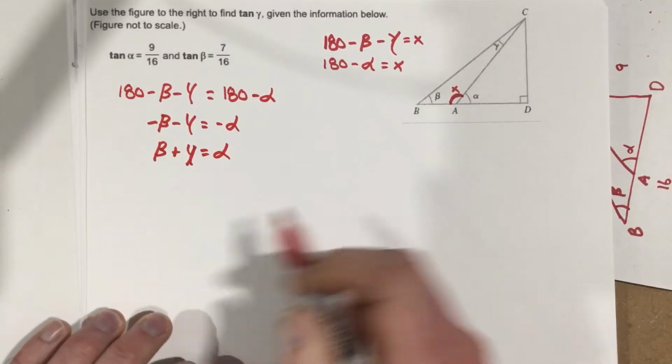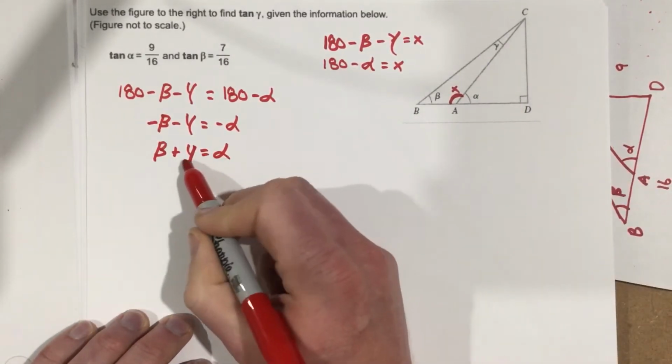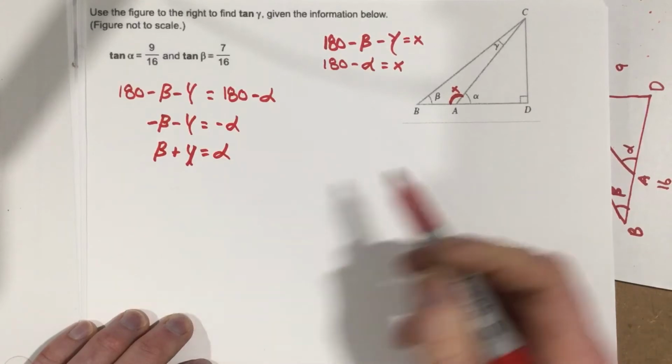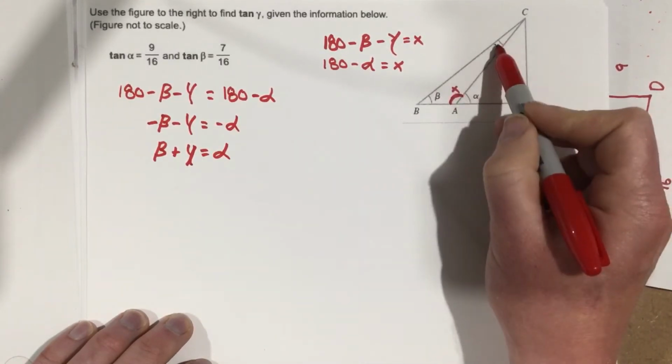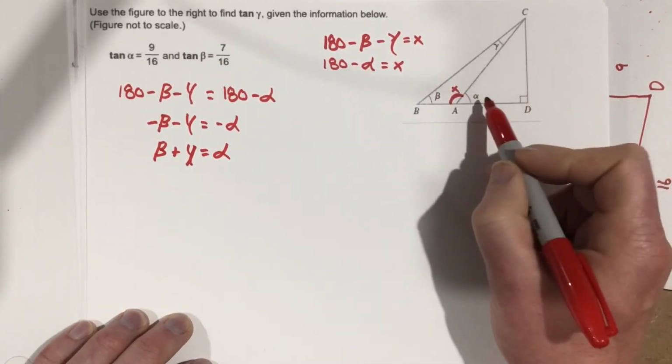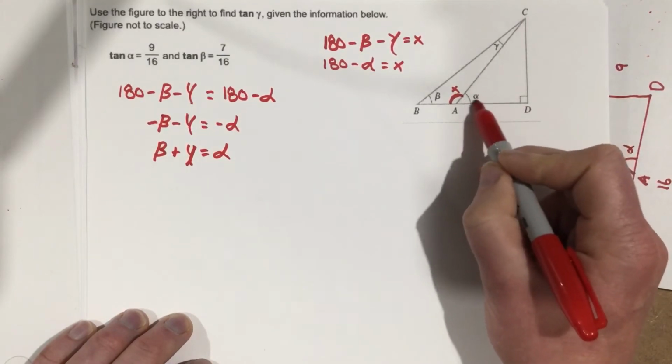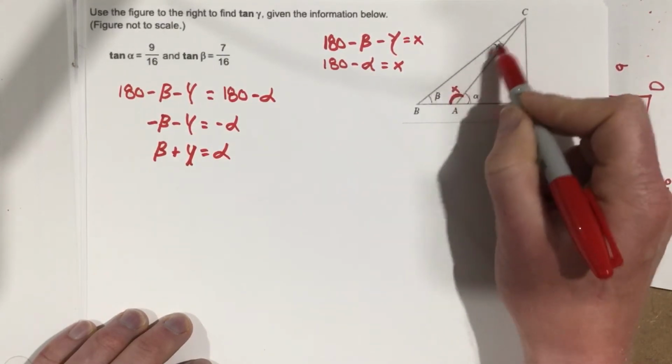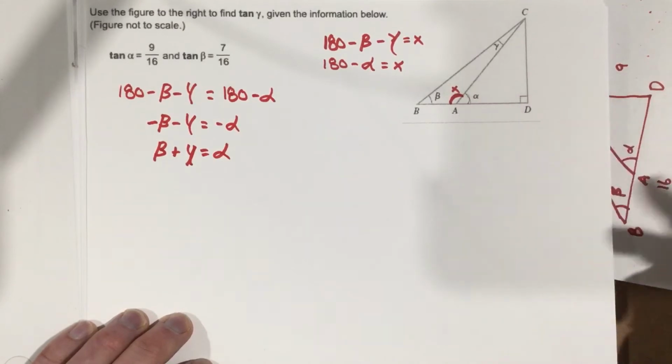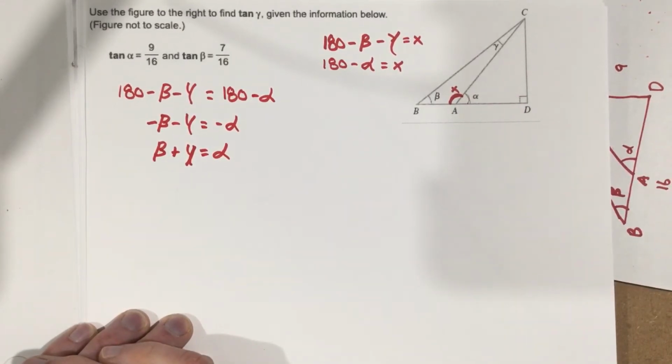Need a little work on my Greek letters. All right, so beta plus gamma equals alpha, meaning we have supplementary angles of beta plus gamma, and they equal alpha. If you add these two angles together, that's going to equal the alpha angle. So that should be pretty straightforward.